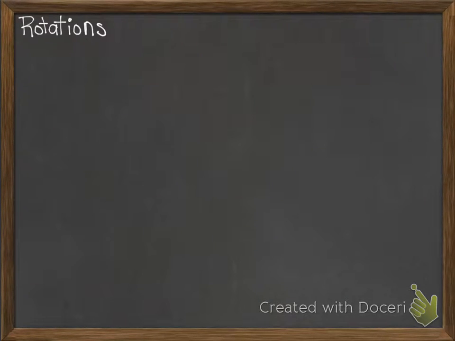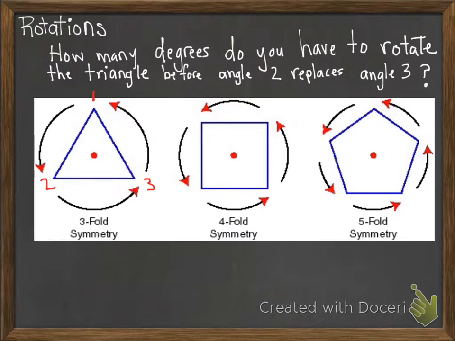In this video, we're going to be learning about rotations. When you rotate a shape, you're going to turn it in a circle around the center. This question wants to know how many degrees you have to rotate the triangle before angle 2 replaces angle 3.